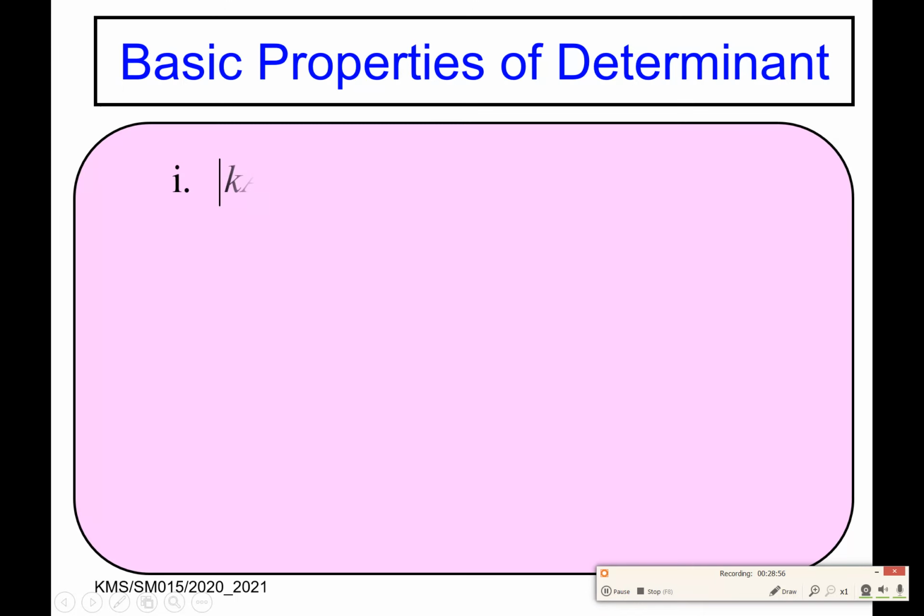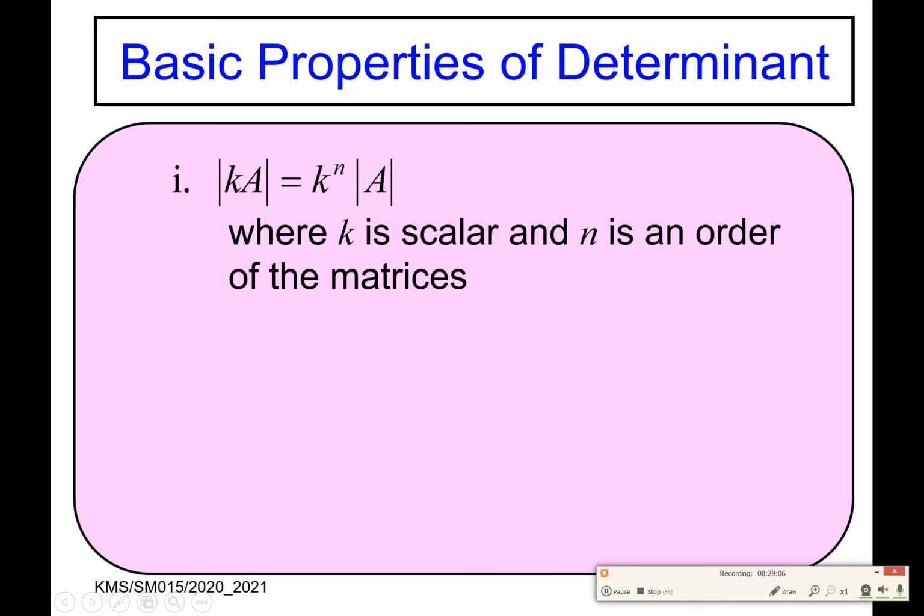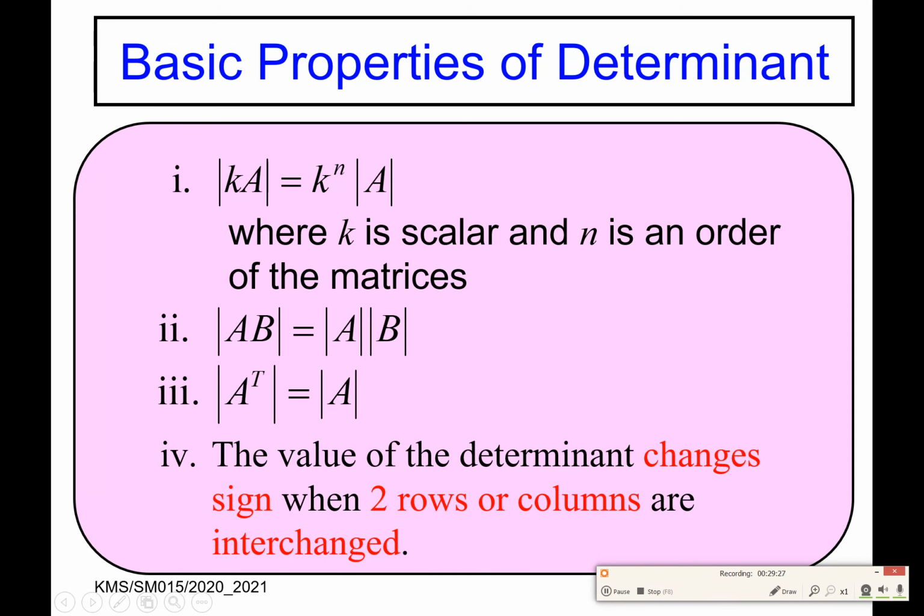The next part is about the basic properties of determinant. We have 4. The first one is the determinant of kA equals k to the power of n times the determinant of A, where k is a scalar and n is the order of the matrix. Later we will see the example. Second, third, and fourth are also basic properties of the determinant.